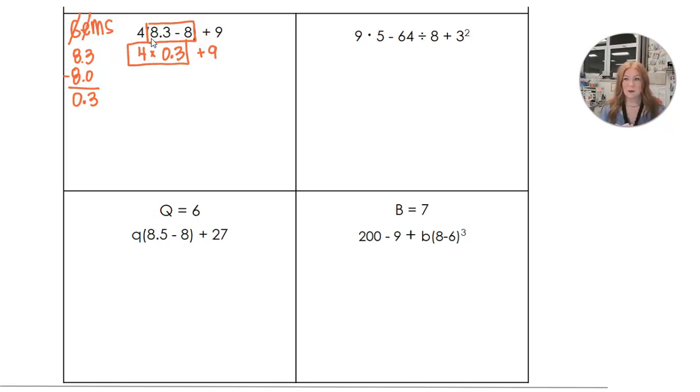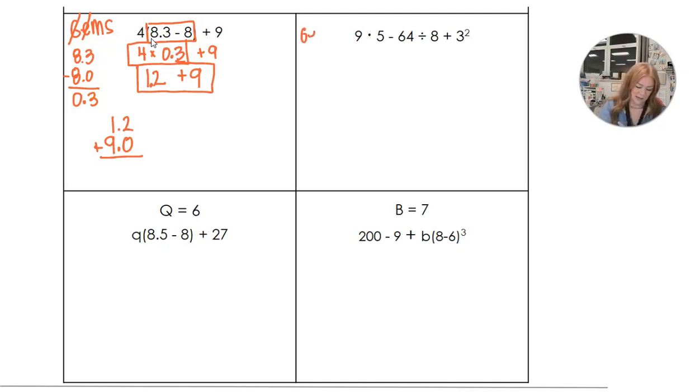We don't have any exponents, so we are on multiply and divide, and we have a multiply, 4 times 0.3. So 4 times 3, 4, 8, 12. But we have a decimal spot, so it's 1.2. And we're adding on 9. So our final step, we need to make sure we line up our decimals. So go ahead and add those and get your final answer.